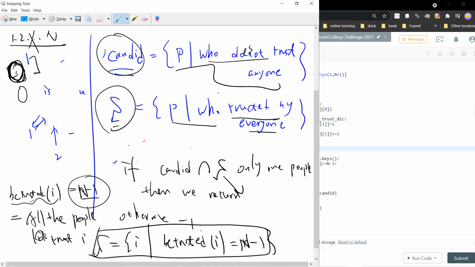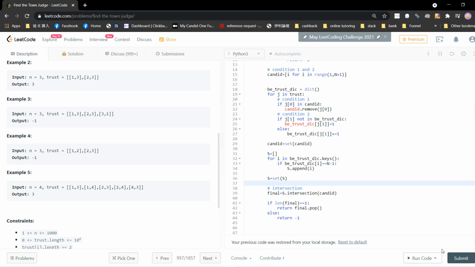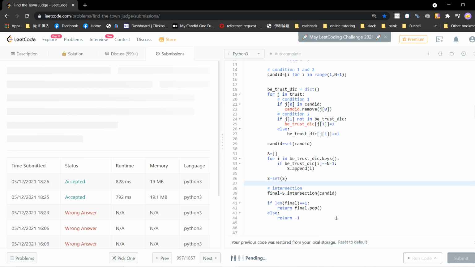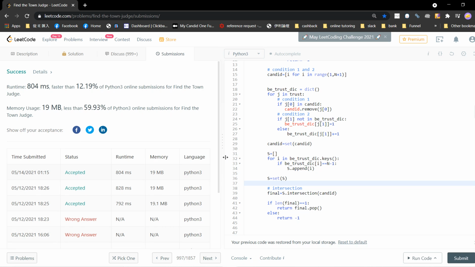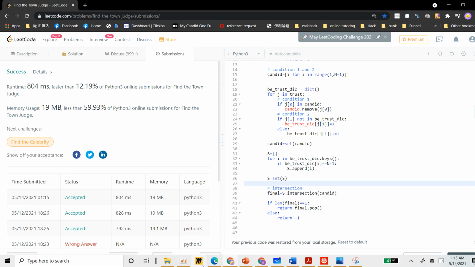So this is a mathematical way, without using graph theory, only set theory, to write down everything and then do the manipulation. And we submit. It's a little bit long because we are not using graph theory, but I think it's very easy to understand the logic. Nice. I will see you guys in the next video.